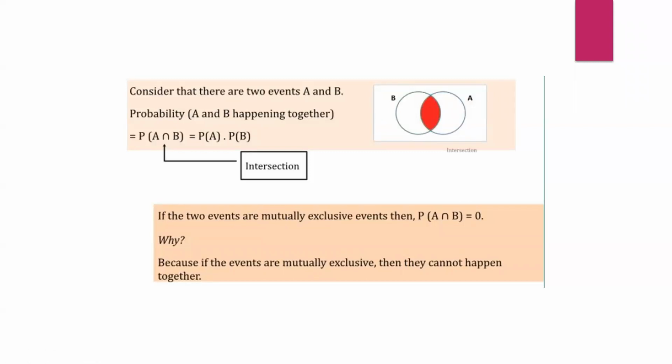So let us understand the concept now. Intersection is represented this way. P of A intersection B is equal to P of A into P of B, which is nothing but probability of A intersection B is equal to probability of A into probability of B. So now in this example, there is something common. So we can find out the probability of A, probability of B, and if we multiply, we will be getting probability of A intersection B.